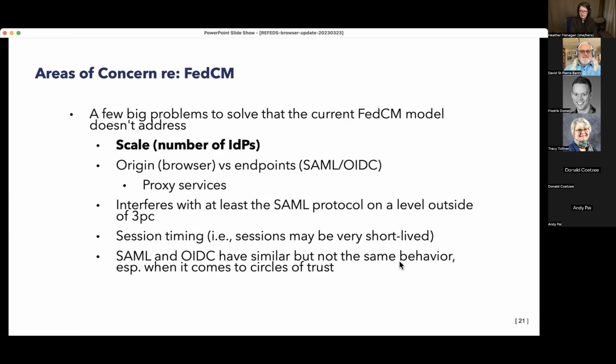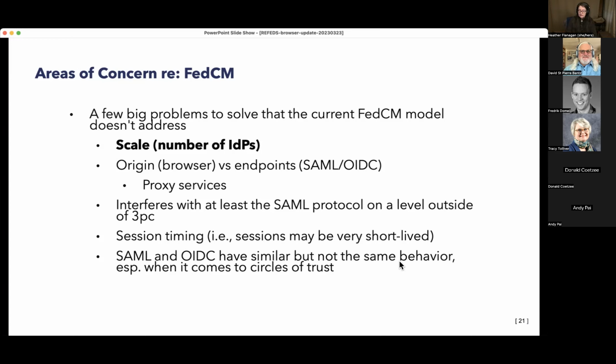And related to that is something called proxy services, where an identity, depending on what side of the service you're on, might act as an identity provider, or it might act as a service provider. It might act as that gateway where there's a whole bunch of different service providers behind it, and the browser would have no way of knowing. So that's going to be an interesting problem too.